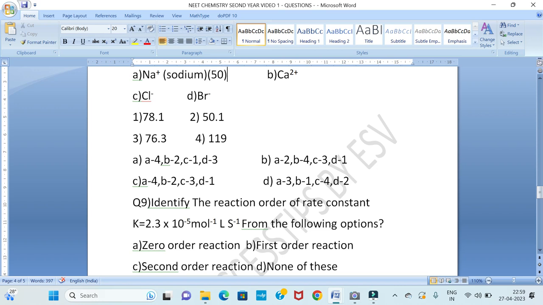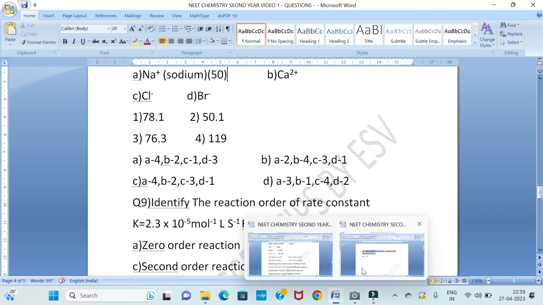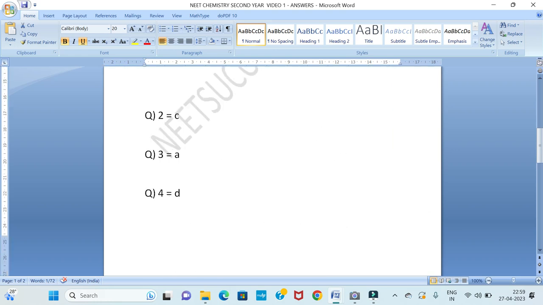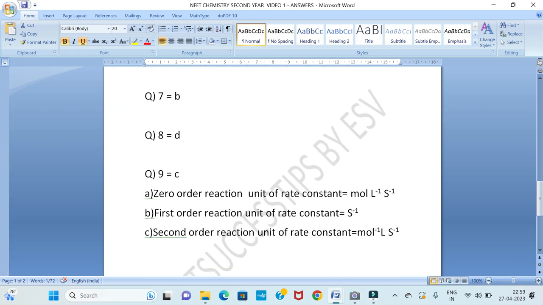For that, we will see the units. For zero order reactions, the unit of rate constant is mole per liter per second. For first order reactions, the unit is per second. For second order reactions, it is per mole liter per second. These are the units you have to remember.